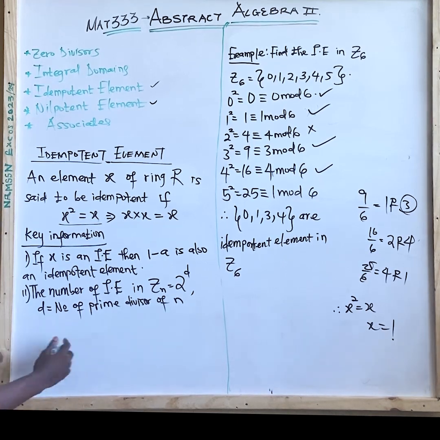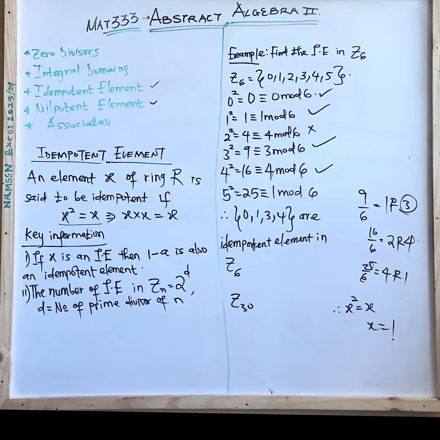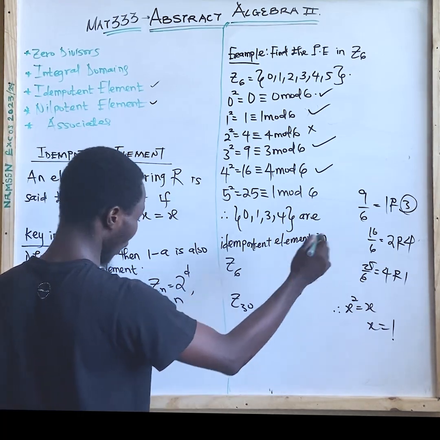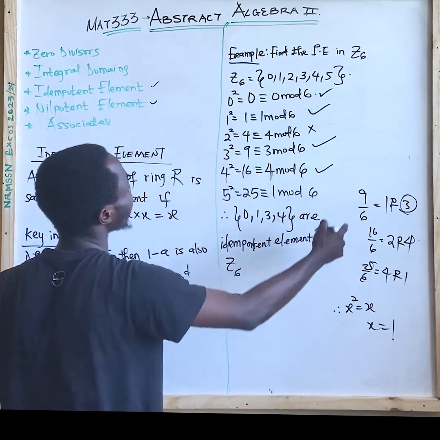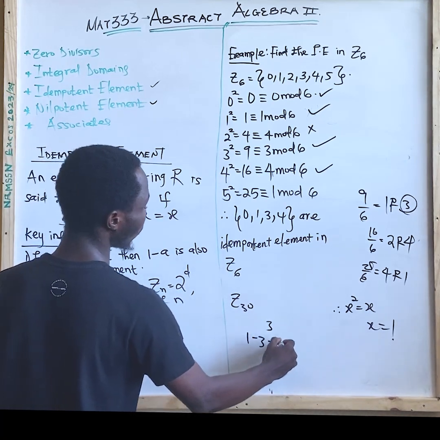Now, I gave you these two rules because the next one I'm going to give you is Z30. Does it mean that I have to list out all the residues in Z30 and do all of this before I know what the idempotent element is? These two key pieces of information really work. It says that once we get an idempotent element, 1 minus that idempotent element is also an idempotent. For example, we've seen that 3 is an idempotent element. 1 minus this 3 will give me minus 2.